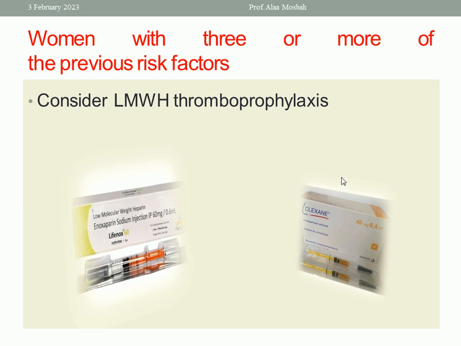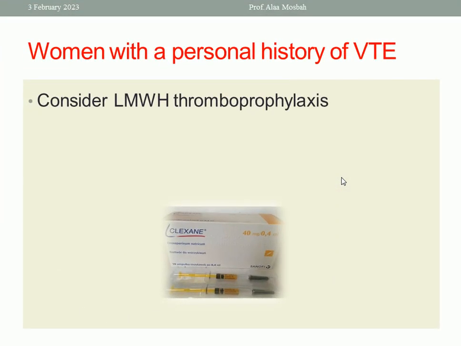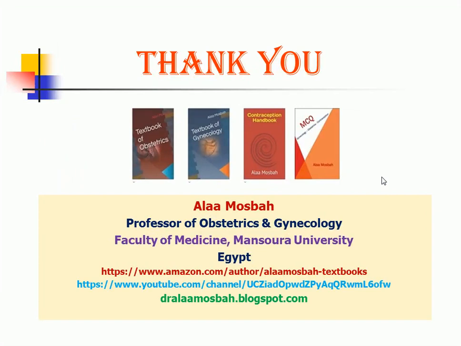So, 3 or more of the previous risk factors indicate low molecular weight heparin thromboprophylaxis. But you should know that if the woman has a personal history of venous thromboembolism, you should immediately start low molecular weight heparin thromboprophylaxis. This is the end of my very short lecture. I hope it is clear enough.